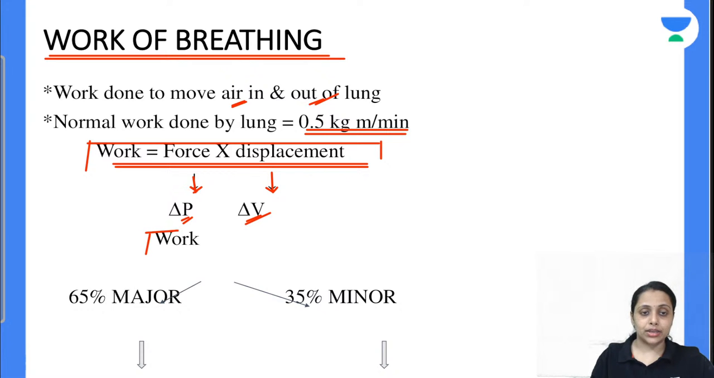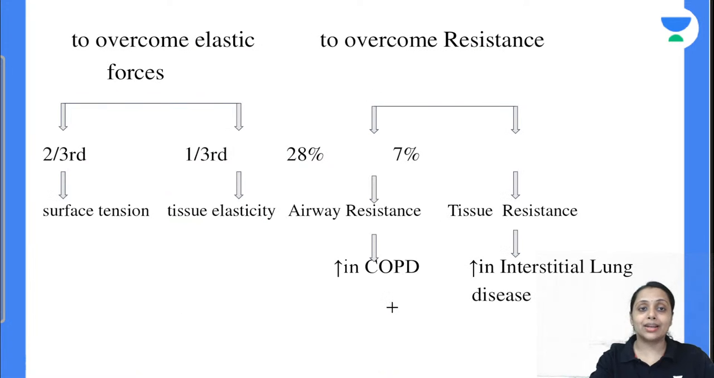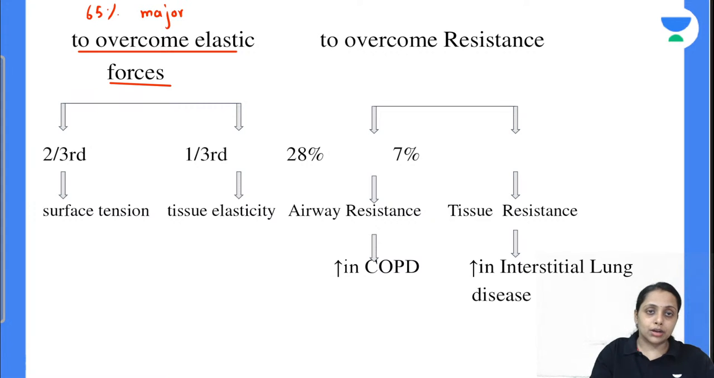अब वर्क को क्लासिफाई करेंगे. Work is classified into two categories. 65% is the major work done and 35% is the minor work done. Major work done is 65%, and that is to overcome the elastic forces. ठीक है, 1/3 हमारा जो work done है surface tension को ओवरकम करने में जाता है, एंड 2/3 इज गोइंग टू ओवरकम दिस टिश्यू इलास्टिसिटी, एंड हमारा जो रेस्ट 35% माइनर वर्क डन है.